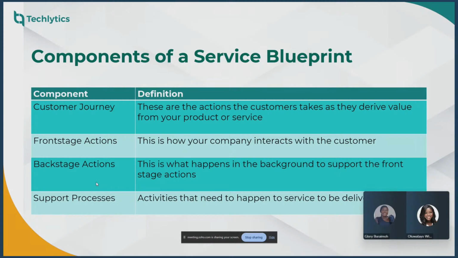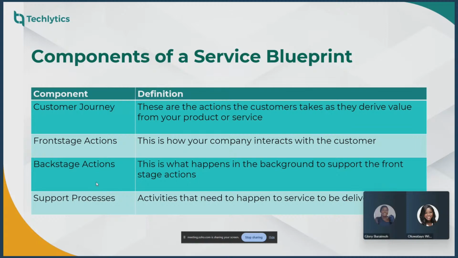Then we have the backstage actions. What are the things the customer doesn't see that happen in the background? Not every service you provide is one the customer will see how it comes about. If you go to a restaurant, you sit down and want to order a meal, it's the waiter you see. The waiter gives you the menu, you pick the item you want, and the waiter takes it to the chef in the kitchen to prepare your meal. That chef is the backstage action. What the chef does in the background to prepare that meal, he gives it back to the waiter, and the waiter brings it to you.